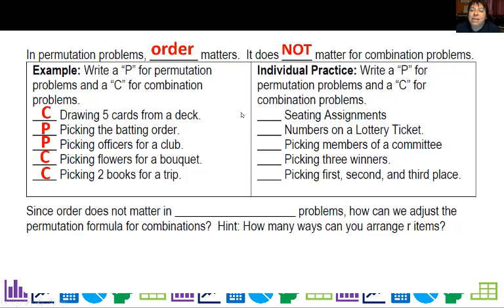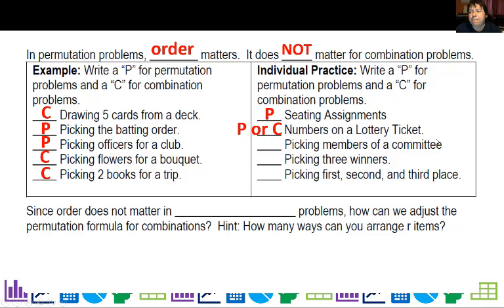Seating assignments. Definitely would say that order matters. In my room, we have the table by the window, and then we have the table on the other ends. We have tables all over. They're different. Numbers on a lottery ticket. Well, I would argue it could be either one, because there are some lottery tickets where you have to do certain things in certain orders, and there are some where if you just pick the right 6 numbers or so, then you win. So it depends on the game.